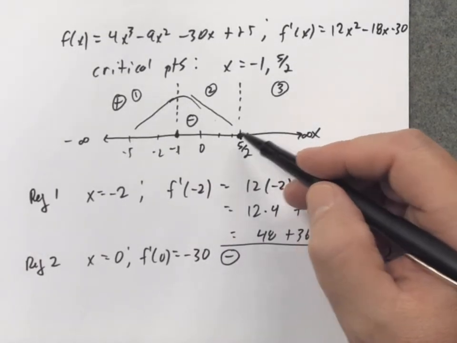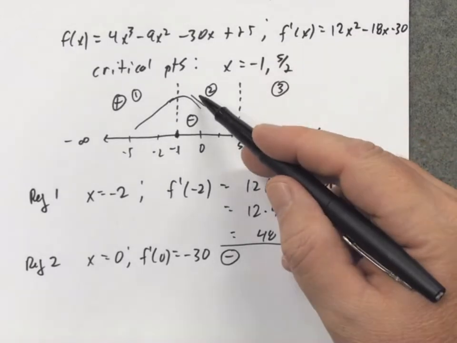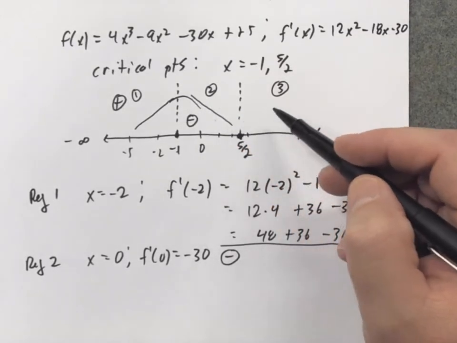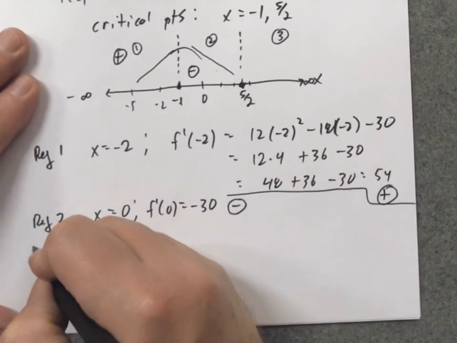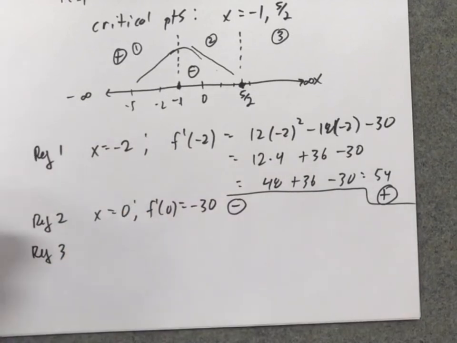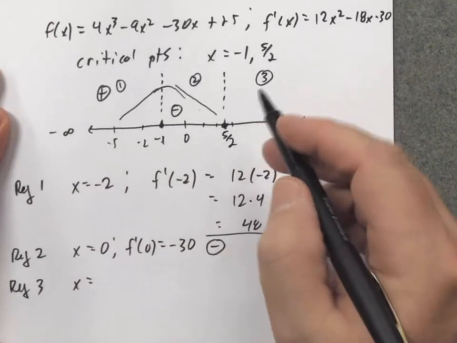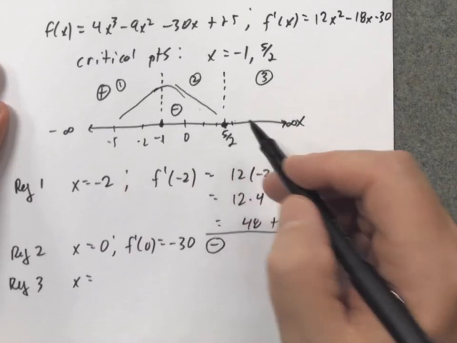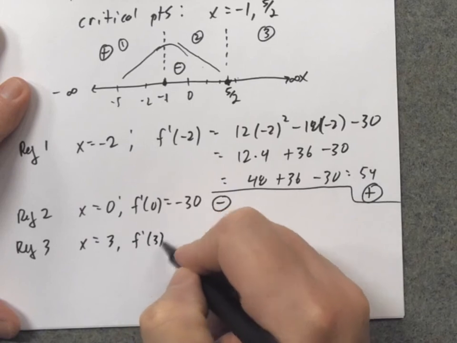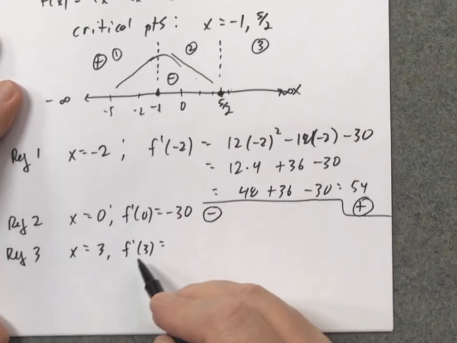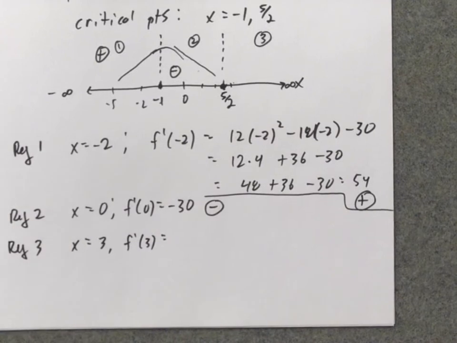Here's my second critical point. What's going on here? Well, I know the function's decreasing, but now I have to look and see what's going on in region 3. I'm going to choose a value of x in region 3. This is 2.5, so I'll just choose 3. So once again, I choose a point in here and find out what the first derivative is at that point. And really, all I care about is if it's a positive or negative number. That's really the important thing.